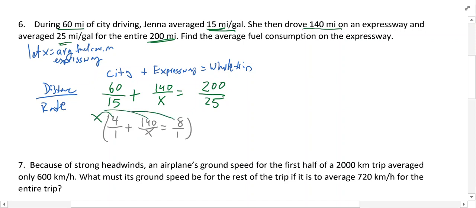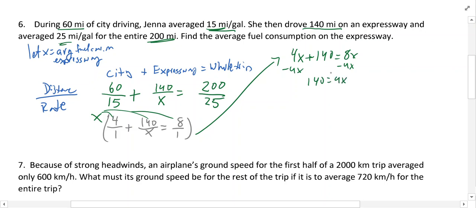Remember, we're going to distribute that to all the numerators and simplify. So I'll do my work over here. The first fraction leaves me with 4x. In the middle one, when I distribute the x, the x cancels out, so I'm left with plus 140. And that equals 8x. Since I'm solving for x, I subtract 4x from both sides, so I get 140 equals 4x. To get x alone, I divide each side by 4, and I get x equals 35.